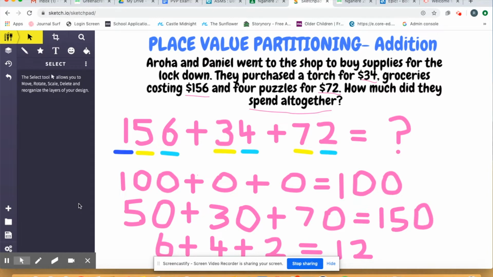So this question says, Aroha and Daniel went to the shop to buy supplies for the lockdown. They purchased a torch for $34, groceries costing $156, and 4 puzzles for $72. How much did they spend altogether?